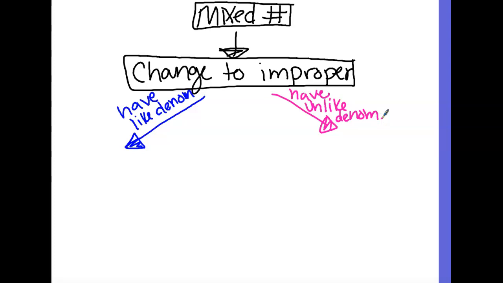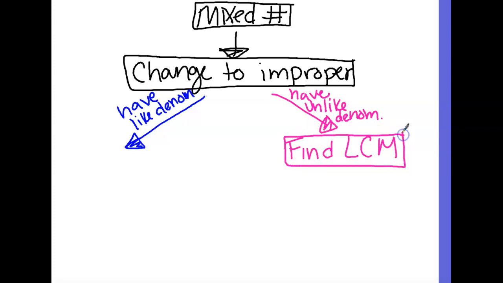If I don't have like denominators, what do I have to do? Brian? Get the LCM. Yep. So we're going to find the LCM. Oh, I thought it was LCD. LCM or LCD can be either way. Least common multiple or least common denominator. You can use either one. Either word means the same thing.